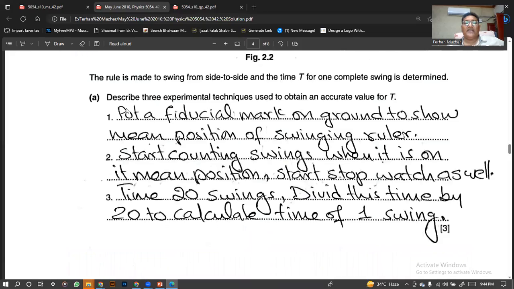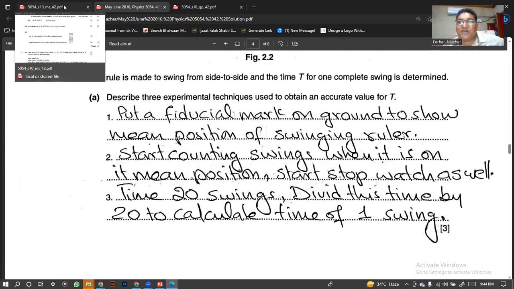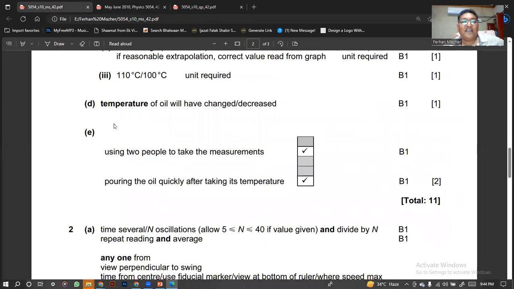Here it says, put an additional mark on the ground to show the mean position of the swing ruler. Start counting swings when it is on its mean position. Start the stopwatch as well. So you start the stopwatch when it is on the mean position and start counting the swings when it's on the mean position. Time 20 swings. Divide this time by 20 to calculate the time for one swing. And then you can repeat this experiment 3 times and then you can take the average.